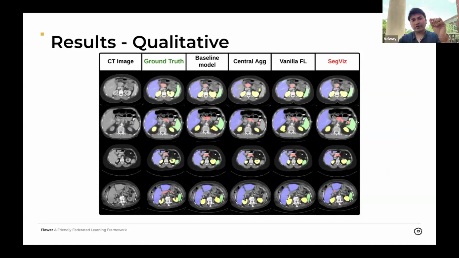And when you look at the pancreas, which is in red, if you look at the fourth row, you'll notice how segues is the only one that actually approximates a small region of the pancreas. It's because, again, that's such a complex organ that it takes a lot of data to be able to train that really well, and all the techniques just fail. And if you look at the central aggregation, you'll notice that central aggregation just straight up fails to segment particular organs in most cases.